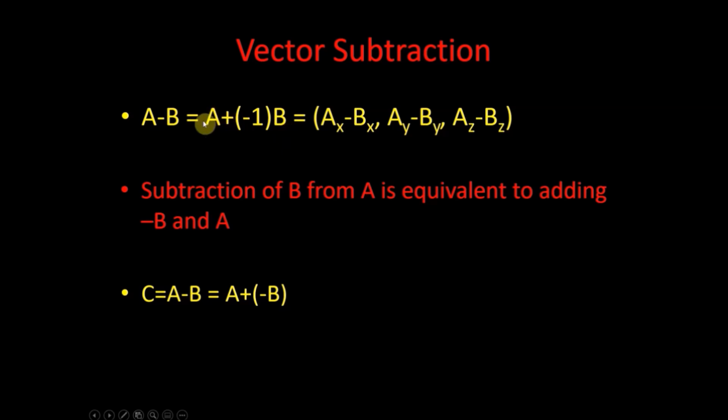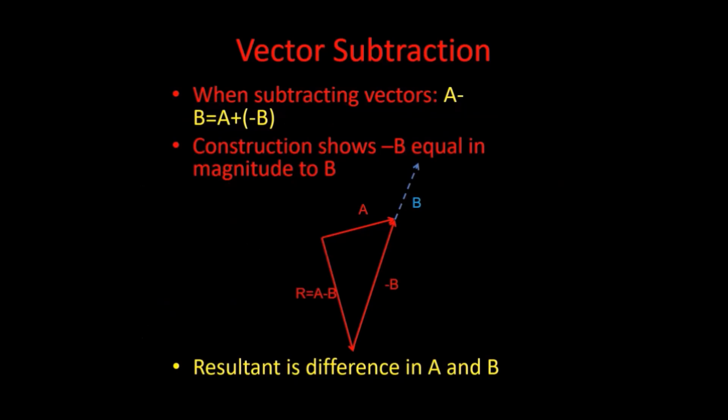So quite often I will actually say A plus and then have just negative B here in brackets to remind me that B was in the negative direction. So the subtraction of B from A is equivalent to adding negative B to A. So if vector C is A minus B, this can be A plus minus B, which should be relatively obvious. So when subtracting vectors, A minus B is A plus minus B. And this shows us what that would look like in a graphical fashion. So here we have the resultant of A minus B, here's negative B, here's A.